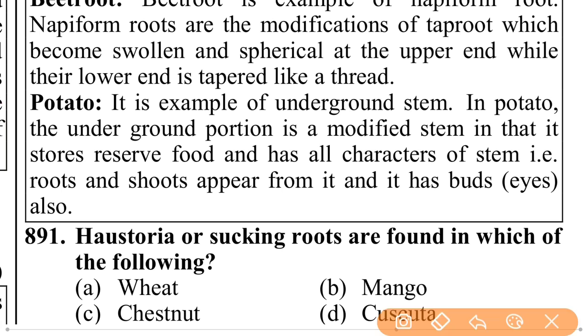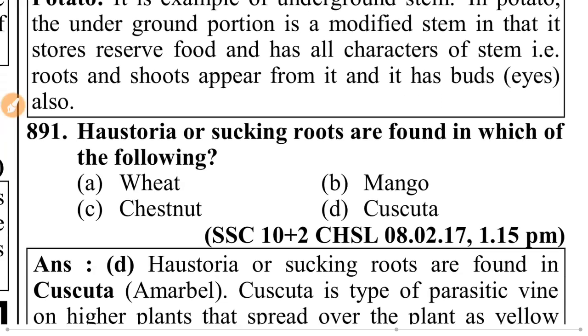Potato is an example of an underground stem. In potato, the underground portion is a modified stem in that it stores reserve food and has all characters of stem. Roots and shoots appear from it and it has buds also.